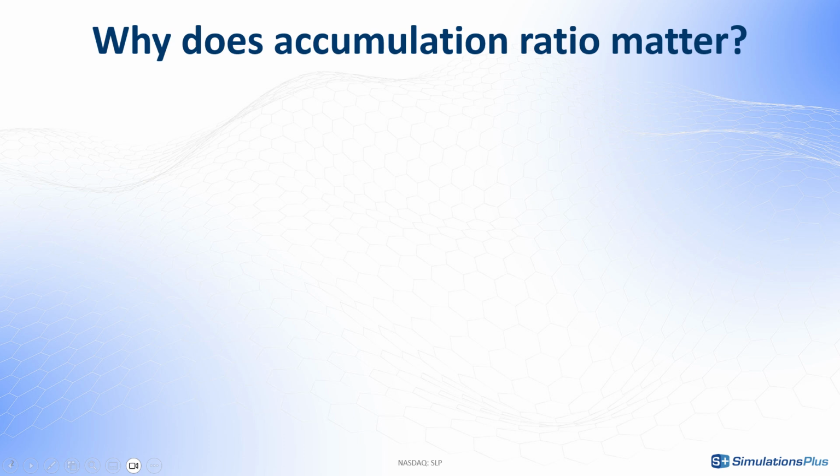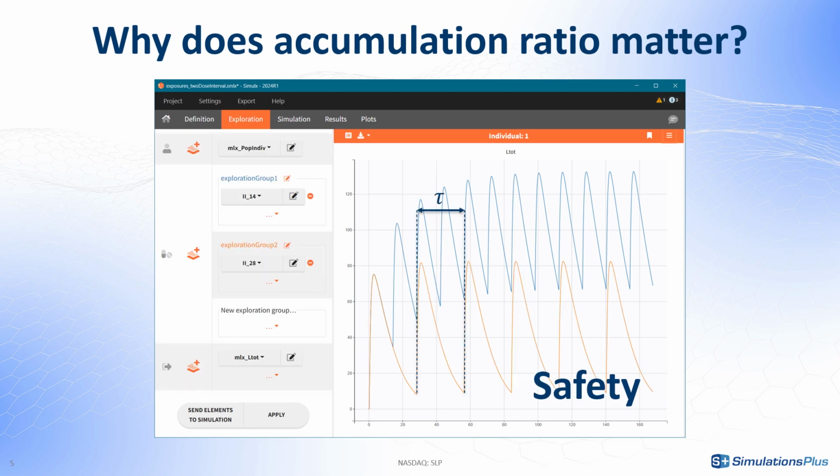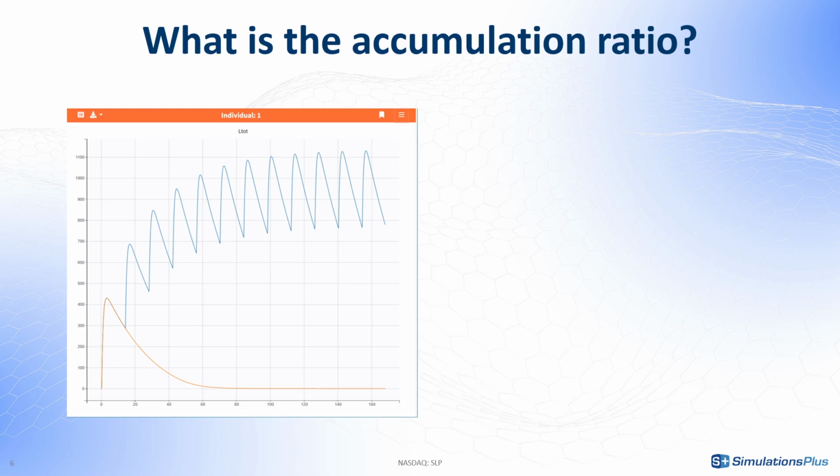Accumulation ratio is an important parameter for analyzing the efficacy and safety of a drug under repeated dosing. Some drugs require a certain concentration level to achieve the desired response, and in this case, the interdose interval is kept short to allow drug accumulation. On the other hand, for drugs where toxicity is concerned, the interdose interval is longer to allow for drug elimination and prevent excessive accumulation. So, what is the accumulation ratio?